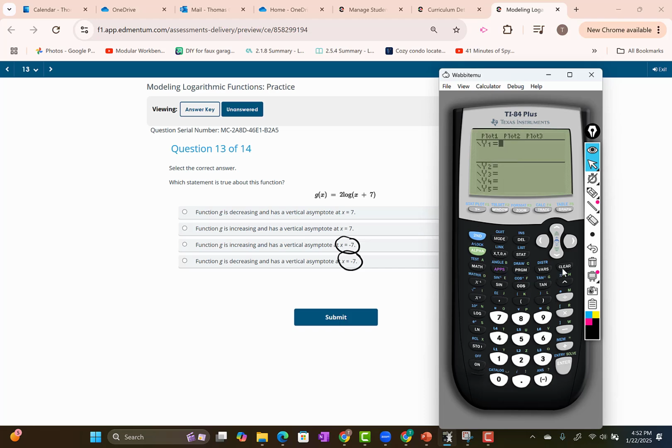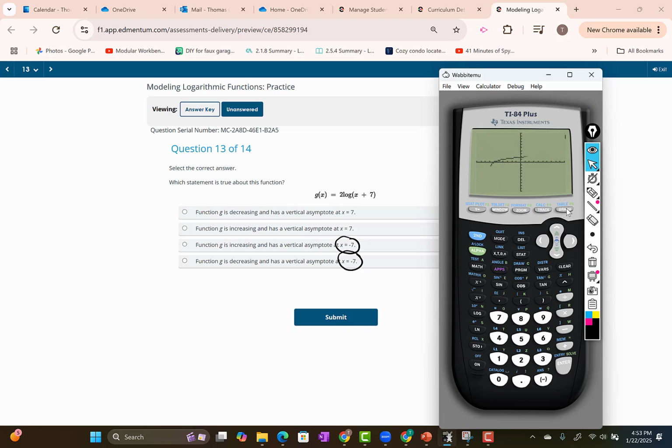So let's go to our graphing calculator. This is from Wabbit Emu. It's free, or you can just Google graphing calculator and you're going to find something. Desmos calculator works just fine. So I'm going to go to y equals, and I'm going to type in 2 times log, and this is log base 10, so I can just use this standard log button right here on the front page of the calculator, and then I'm going to type in x plus 7.